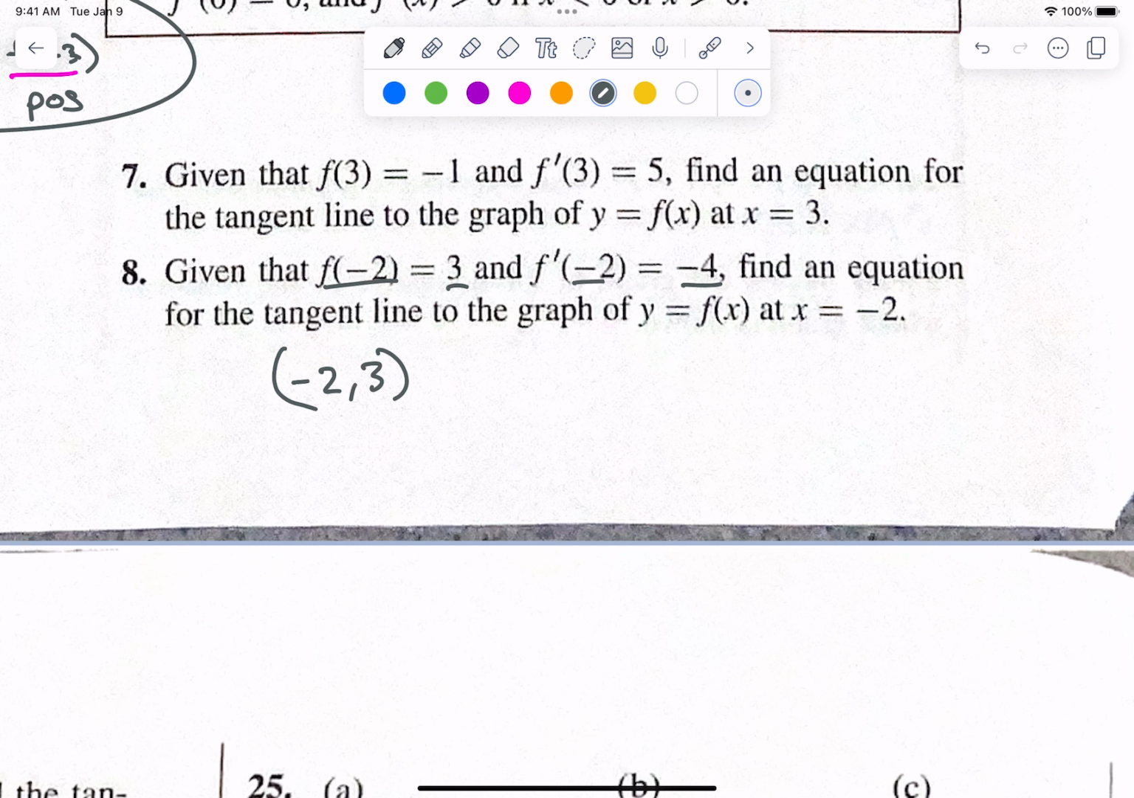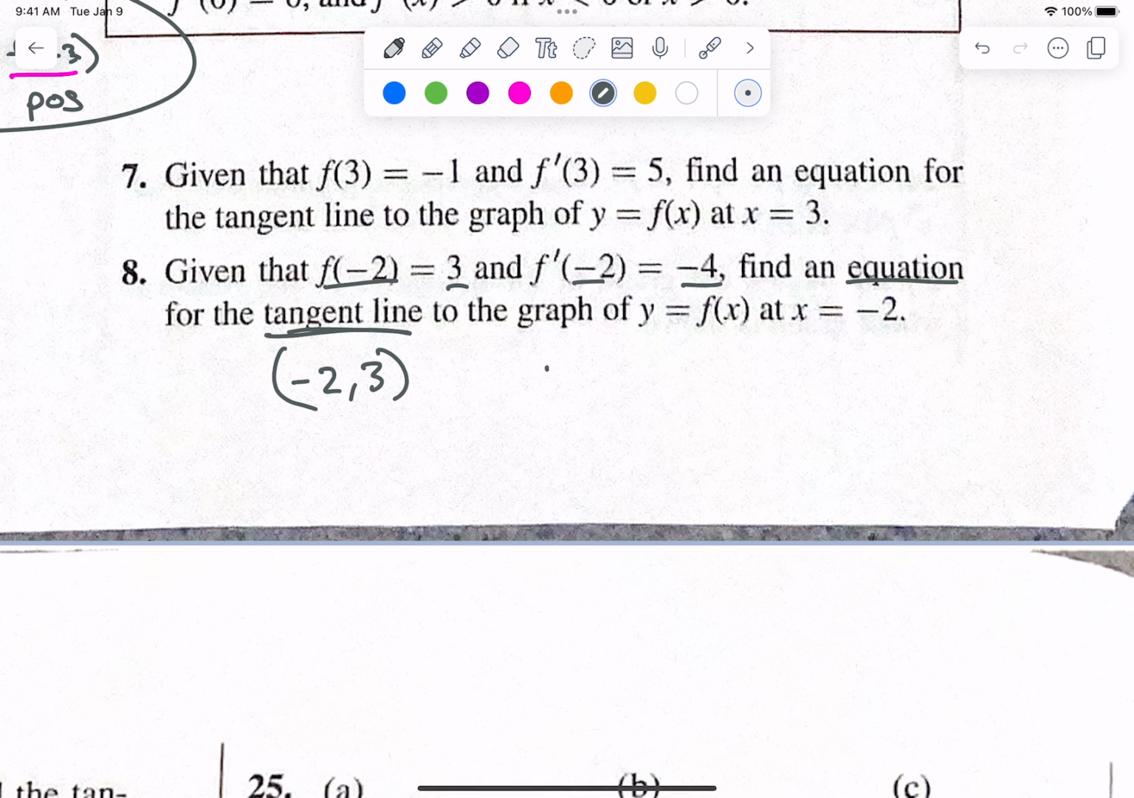And f prime of negative 2. I've got to think about how they want you to do this. F prime of negative 2 is equal to negative 4. You probably can do this a little bit easier of a way, but we want the equation of the tangent line.